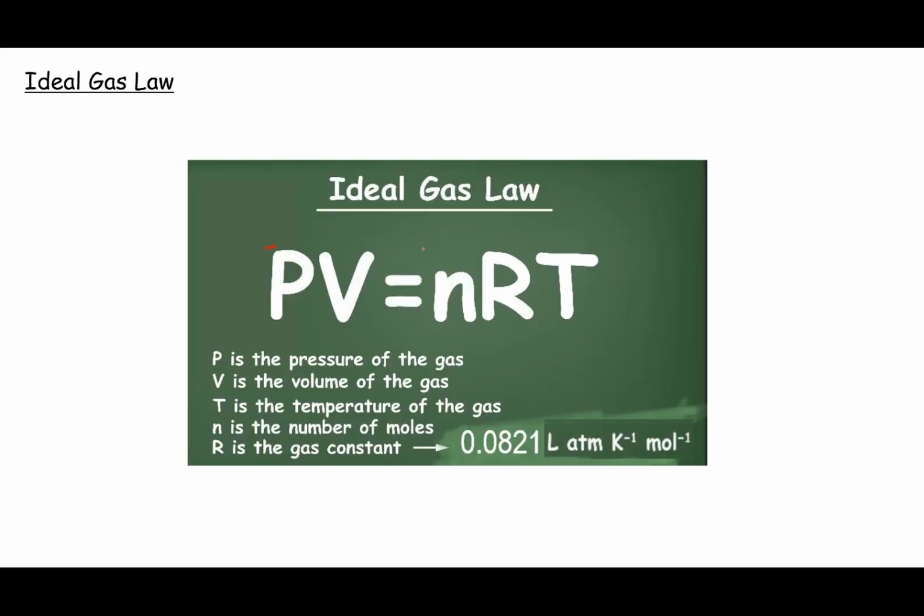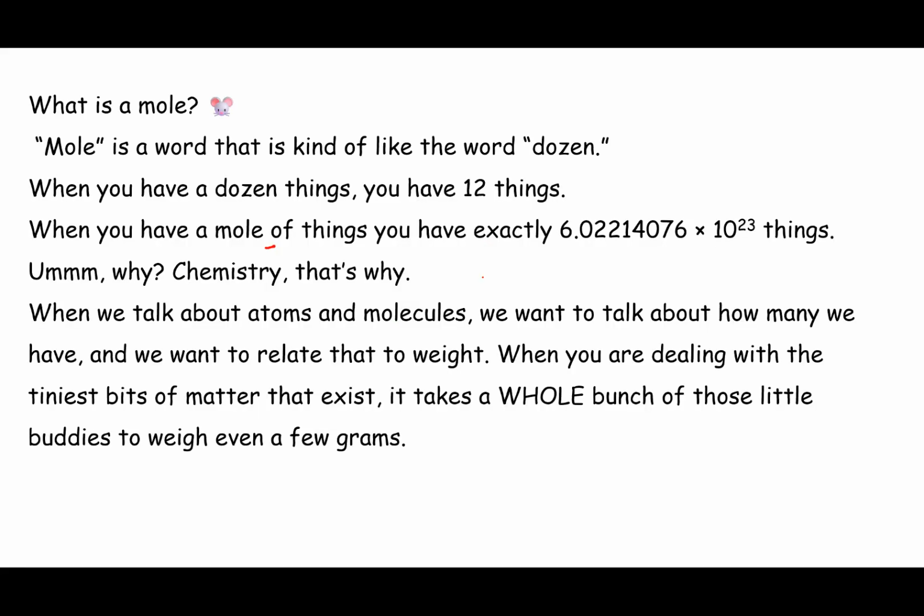Okay, the ideal gas law, another gas law. We've done the gas law, P1 V1 over T1 is equal to P2 V2 over T2. Now we're going to do this ideal gas law, PV equals nRT, where P is the pressure of the gas, V is the volume of the gas, T is the temperature of the gas, n is the number of moles of the gas, and R is the gas constant, 0.0821.